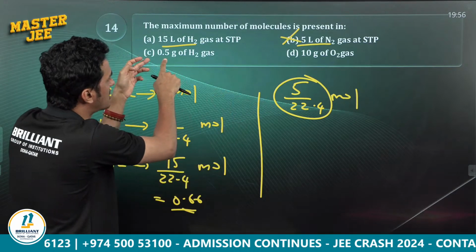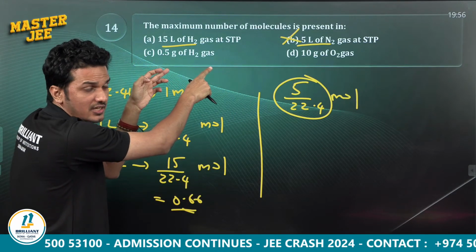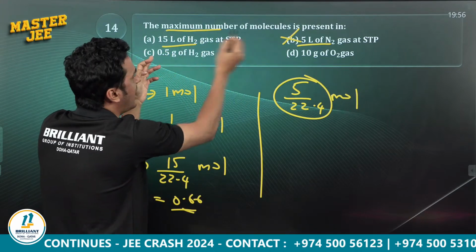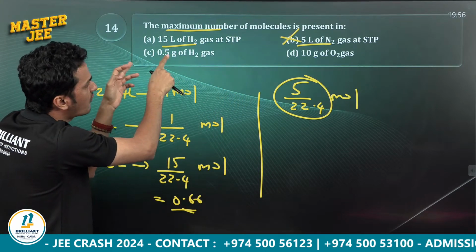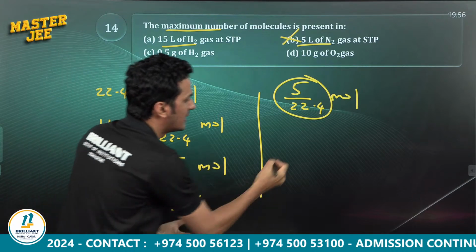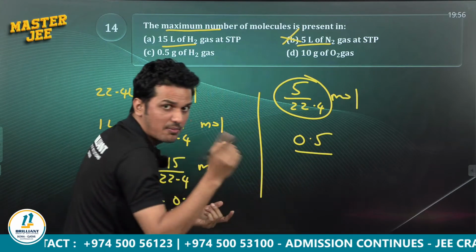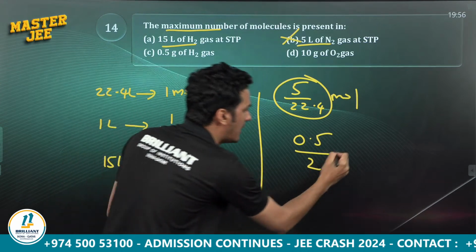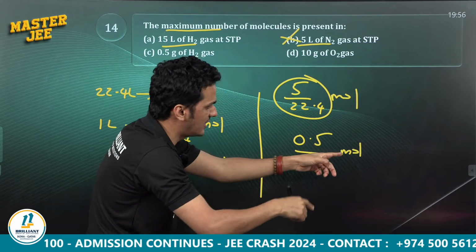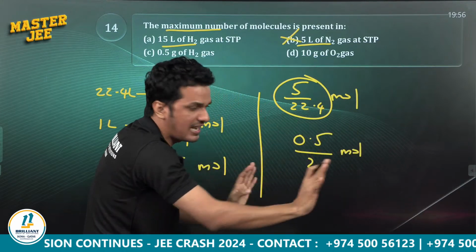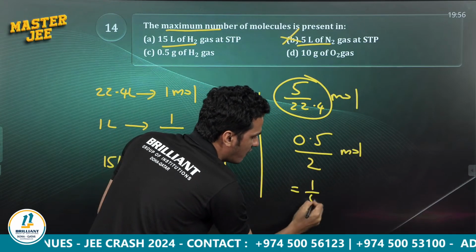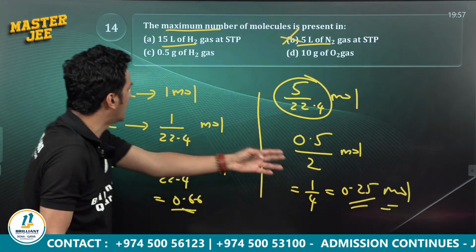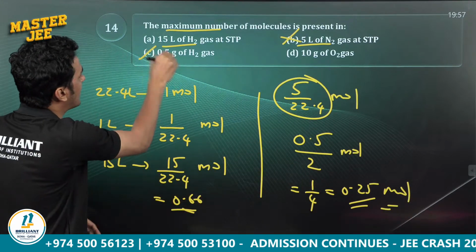Just leave it. What about this one? 0.5 gram of H2 gas. They are asking about the maximum number, so with respect to A, this is less, so we can remove it. We know the given mass is 0.5 and molar mass is 2. So 0.5 by 2 moles. Instead of moles you can multiply with NA, no problem. 0.5 by 2 means 1 by 4, which is 0.25 moles. This is also less than 0.66, so that also we can eliminate.